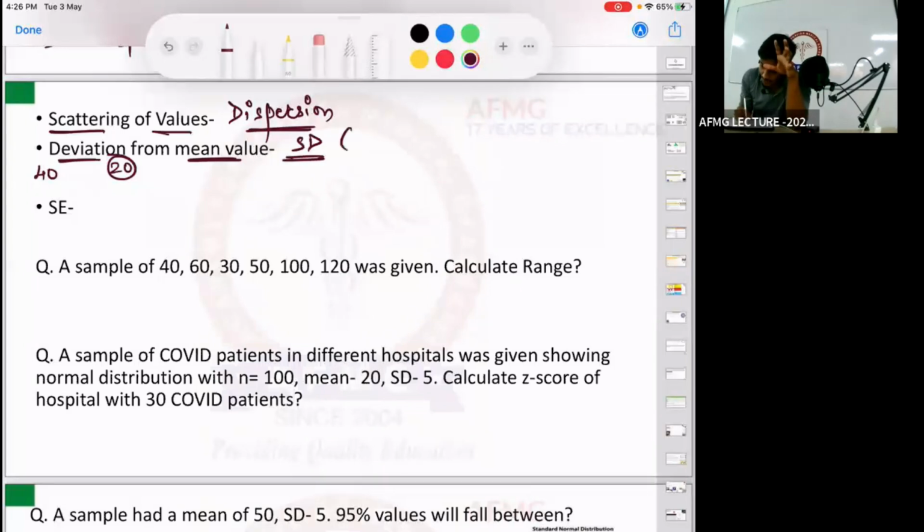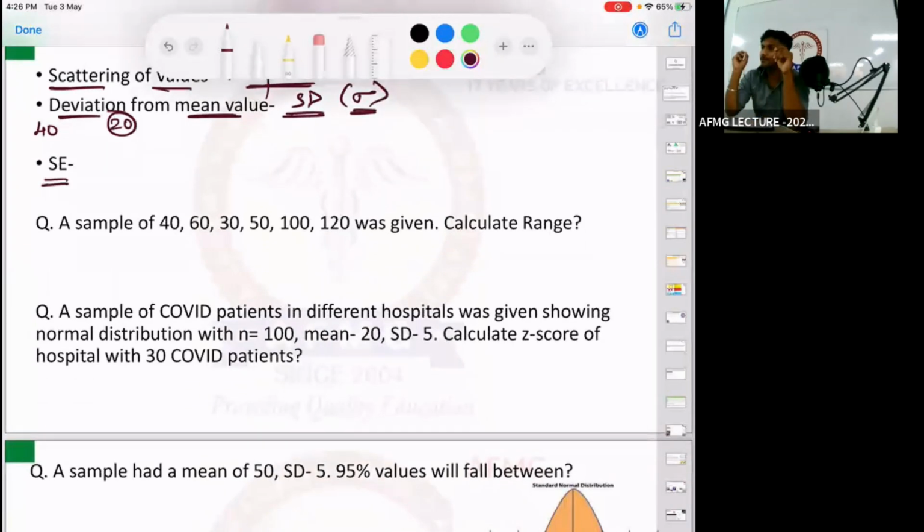And standard deviation is represented by sigma. No issues with this, anybody? Then what is standard error, anybody?